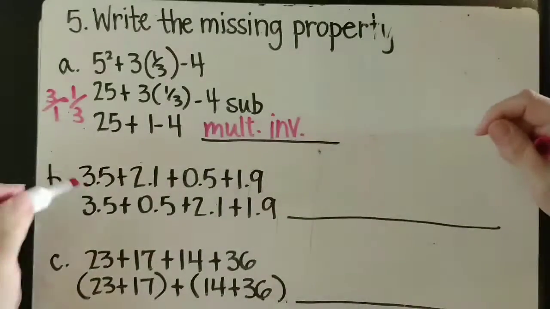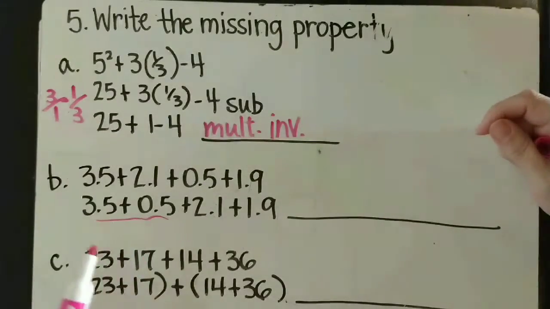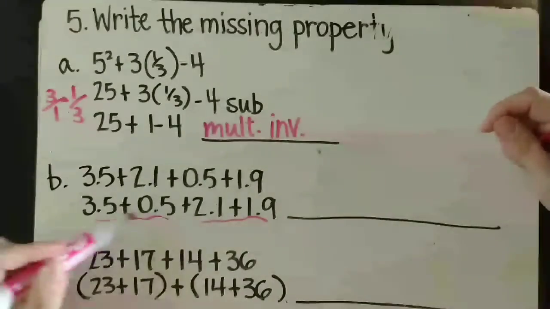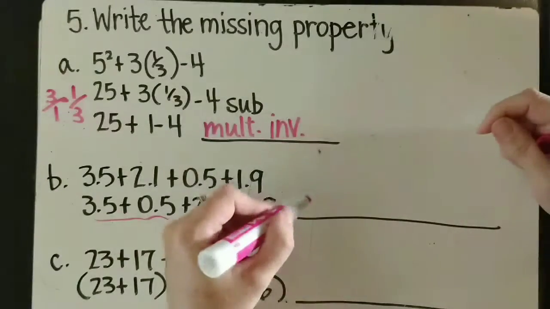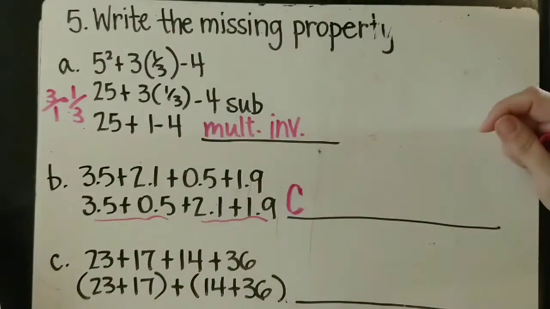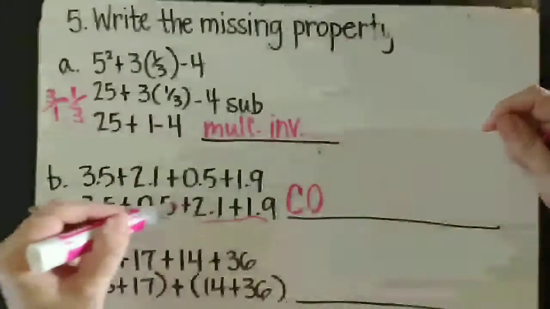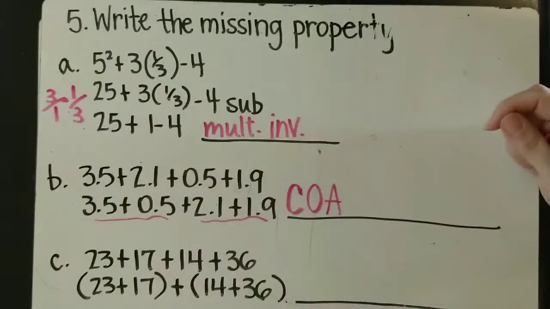Which property says we can change the order so that we can make groups of 10 or whole numbers? See how we've got groups here? Changing the order is called commutative. And I'm going to put a capital C here like I did in the notes. Commutative property of, and what's going on between these? Addition. COA, or if you want to write commutative property of addition, you can.